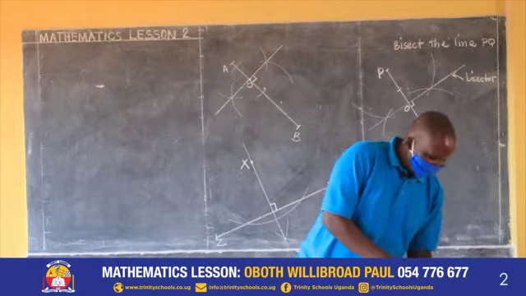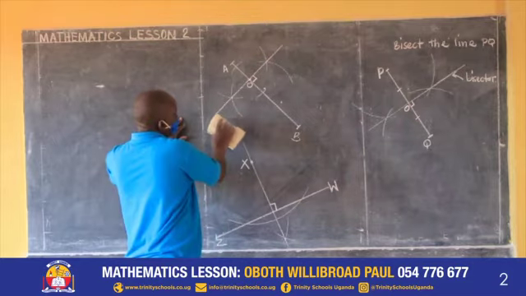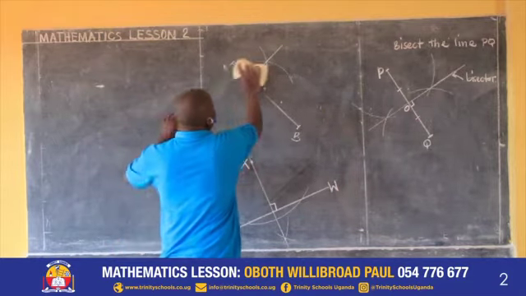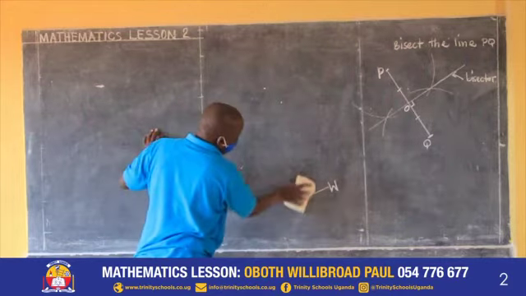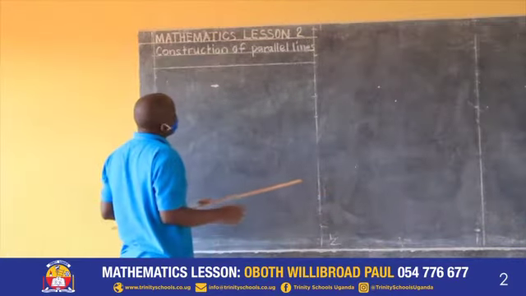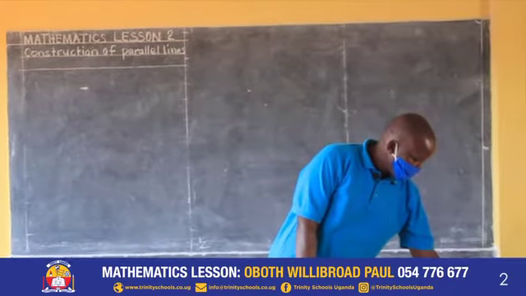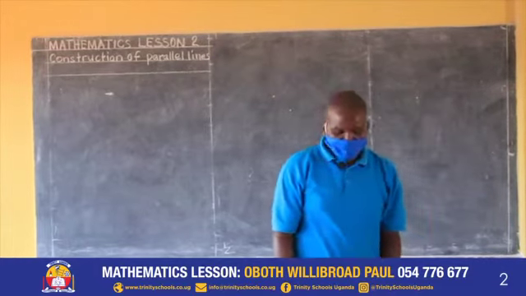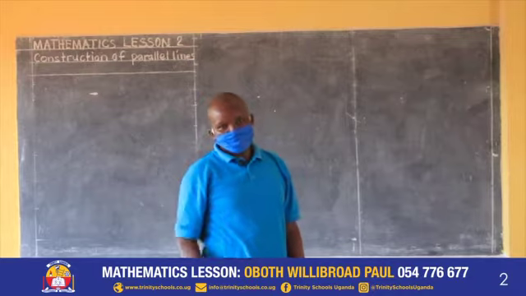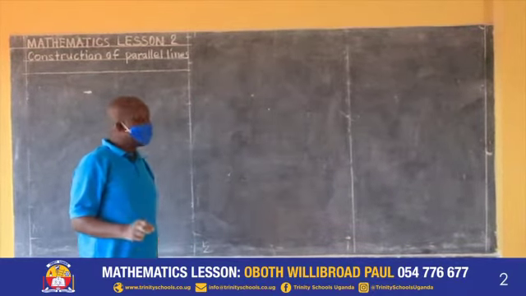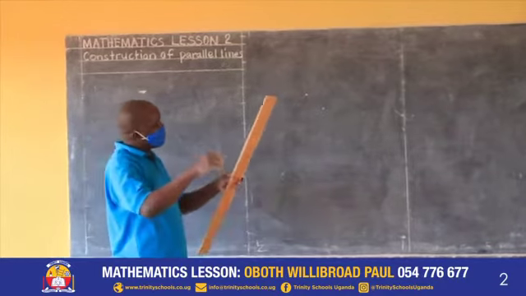Now today, we are still continuing with our construction, and we are looking at parallel lines. Construction of parallel lines. From our P5, we learned that parallel lines are those lines that do not meet. And the reason why they don't meet is that they have the same distance apart.